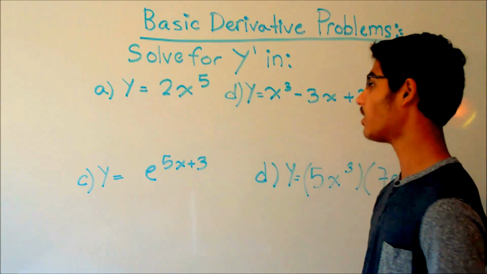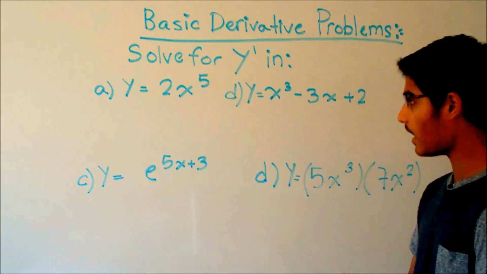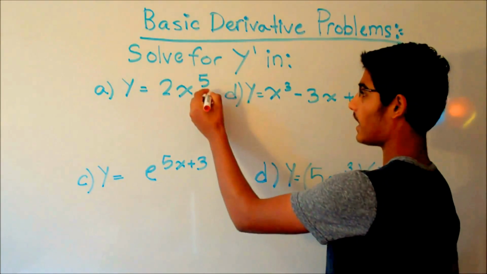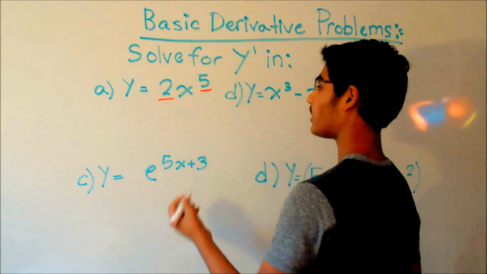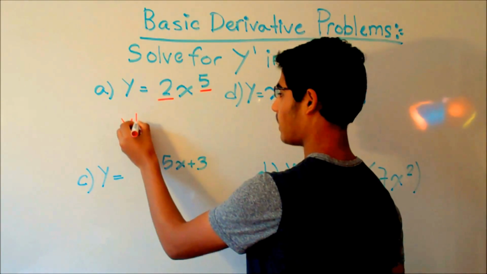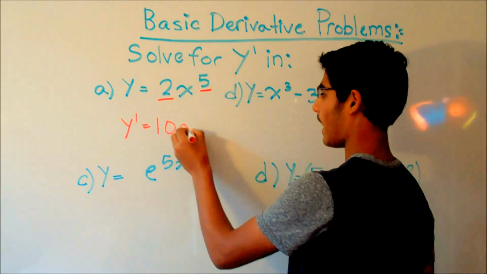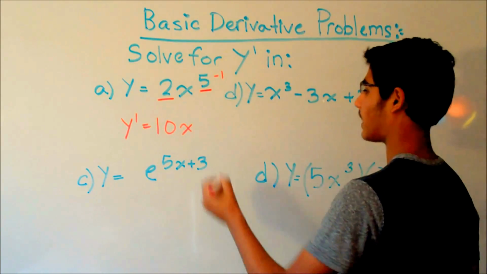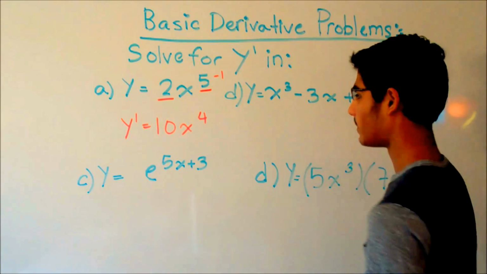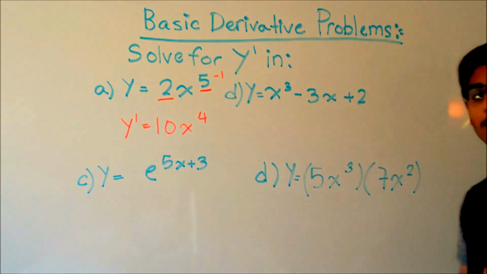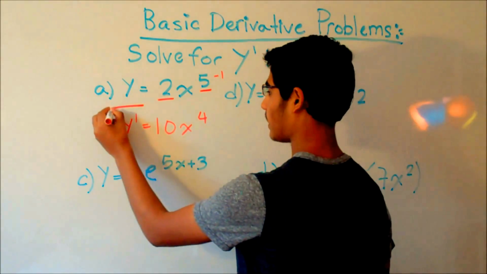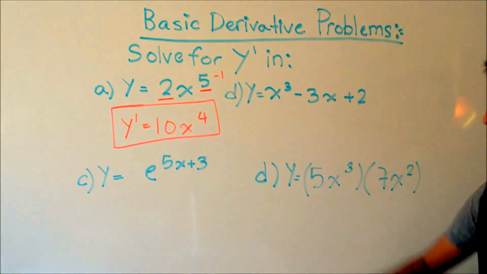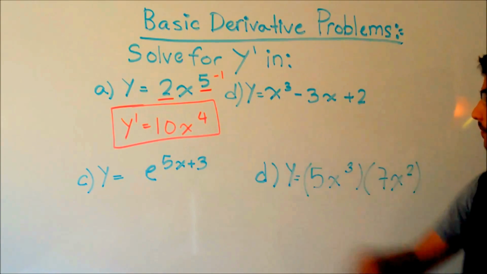Problem A is a simple power rule problem. We only have 2x to the fifth power. So we multiply the exponent by the coefficient to get 10. So y prime is equal to 10x, and we decrease the exponent by 1, so minus 1, to get 10x to the fourth power. So the answer to problem A is y prime is equal to 10x to the fourth power. This is just one power rule.